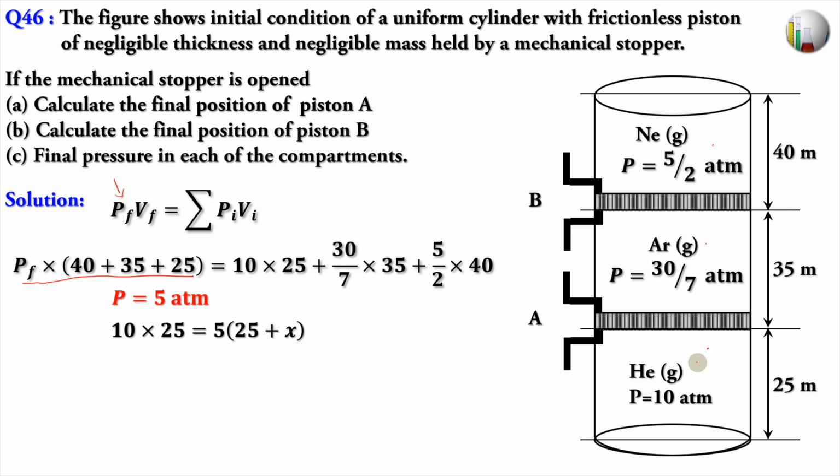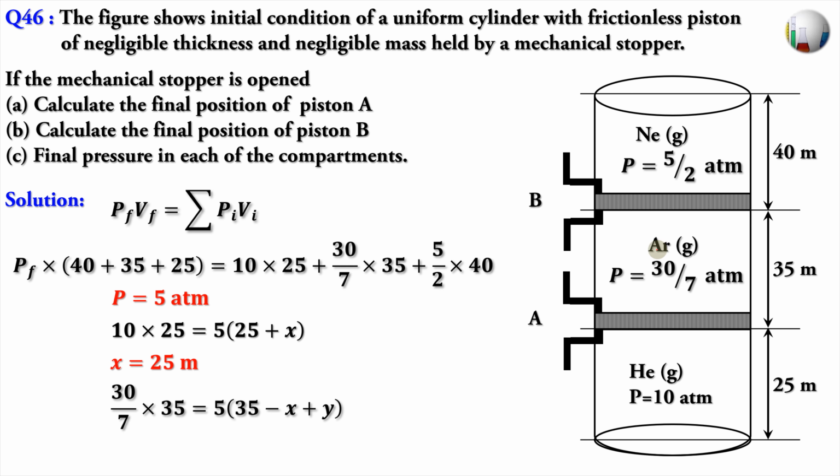So if I were to look for helium, 10 into 25 is P1 V1, and in the final situation the pressure is 5, because remember it will be 5 throughout the container, which means it will be 5 here, 5 here, and 5 here. So 5 into 25 plus X, I'm assuming it's going up, because remember this is 10 and that is 30/7, which will be 4 point something, and this is 2.5, so obviously this is going to move up. Now from here the X comes out to be 25 meters, which means this A has moved up by 25 meters.